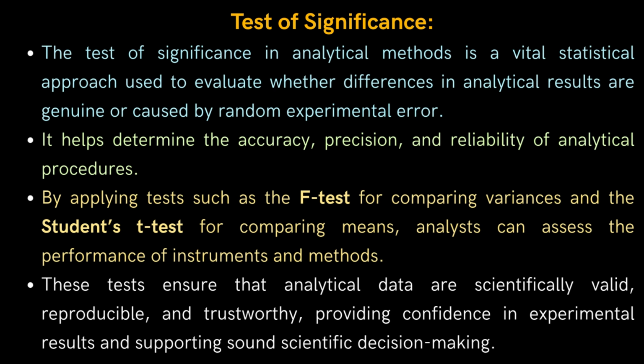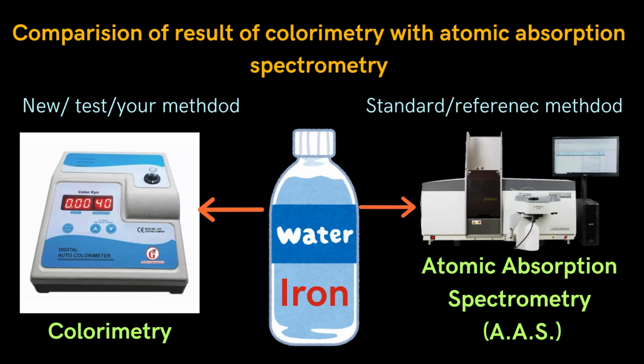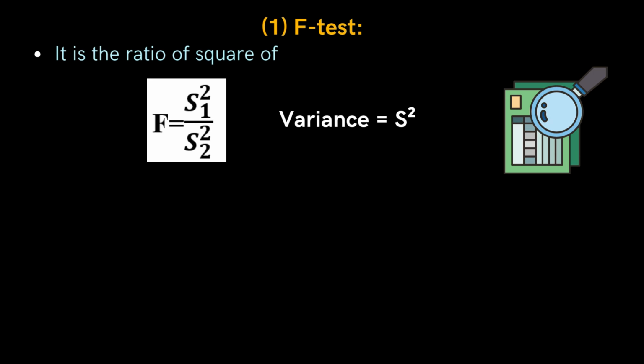scientific decision-making. Before the F-test, we will understand what is a new or test method, or your method, and what is a standard method. Suppose you have developed a new method for determination of iron in water sample using colorimetry. This will be called a new method or test method or your method. When atomic absorption spectrometry (AAS) is used to validate the result of colorimetry, it is called a standard method or reference method. So the first test of significance is the F-test.